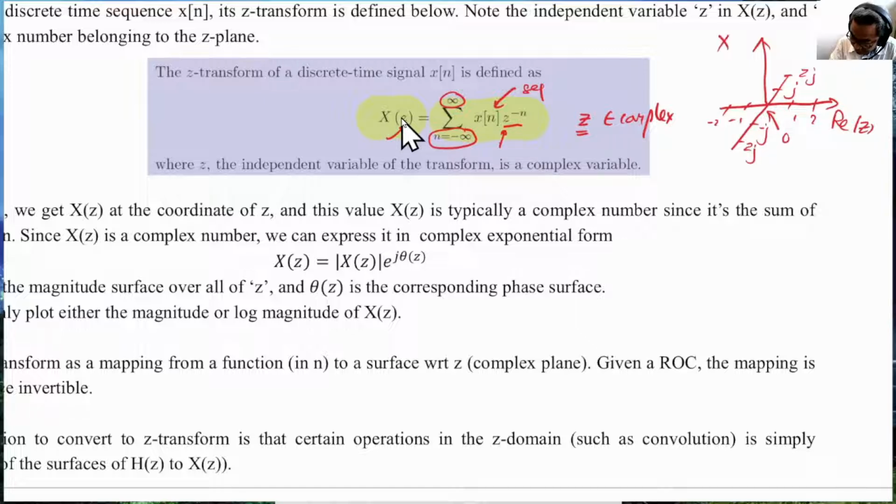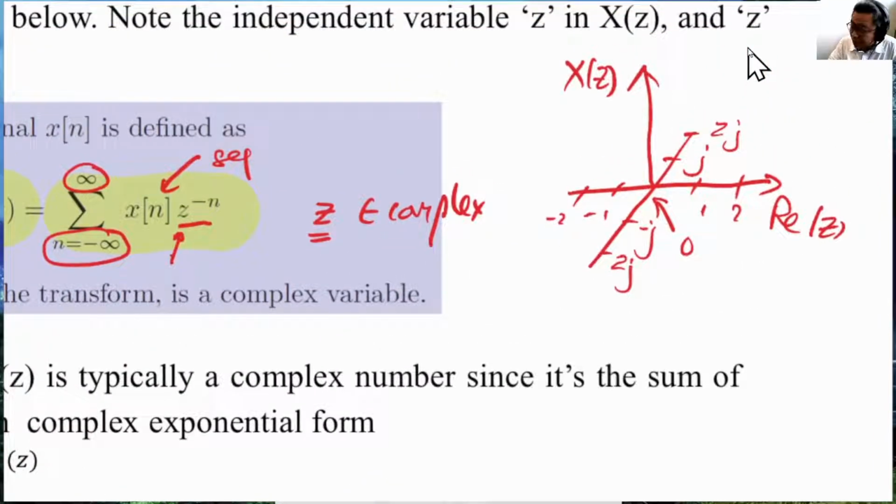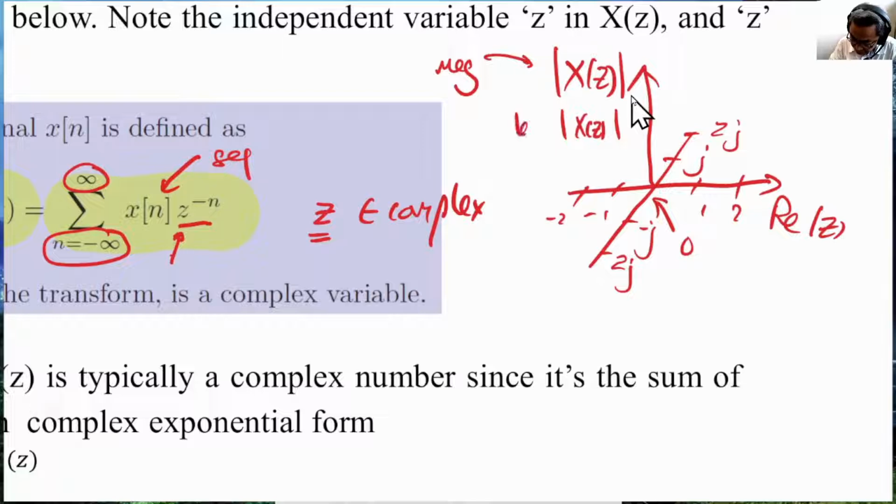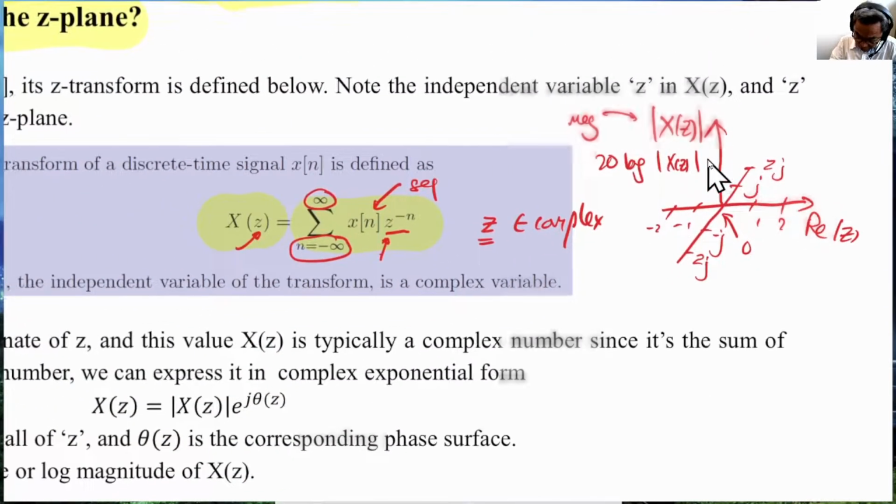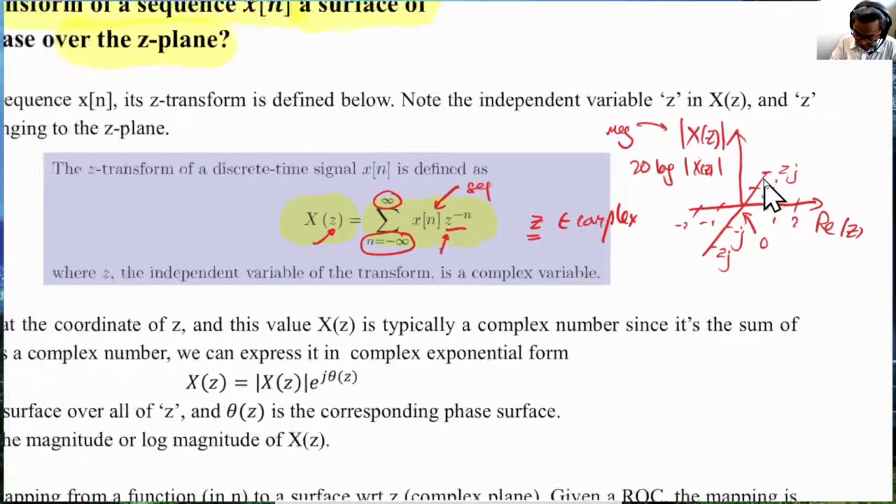So we are plotting x of z. Now, x of z, because it is a complex number, will have a real and imaginary part. Typically, we'll plot not the real part, but the absolute part. We call it the magnitude, either the absolute value or the log magnitude. So we'll plot the absolute value against the z-plane or the log magnitude against the z-plane, and hence what we have done is to convert a sequence into a surface in the z-plane.